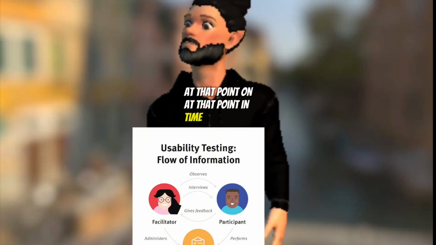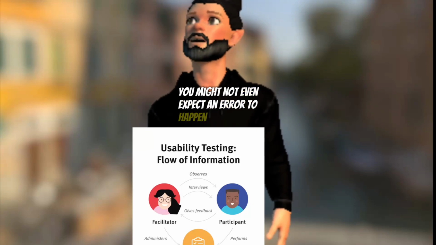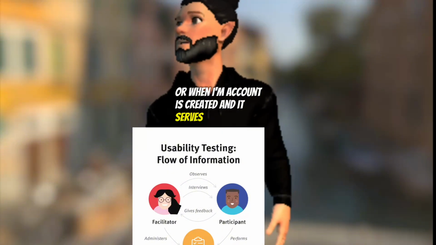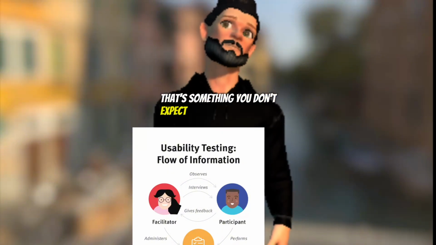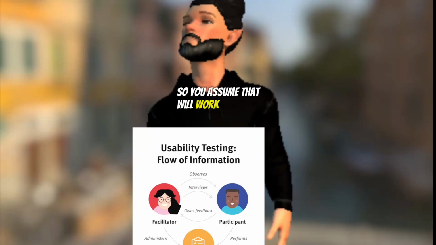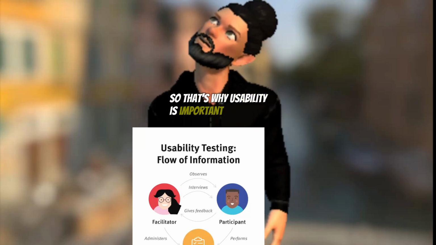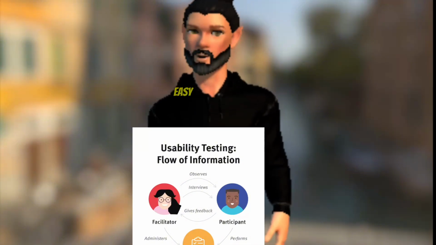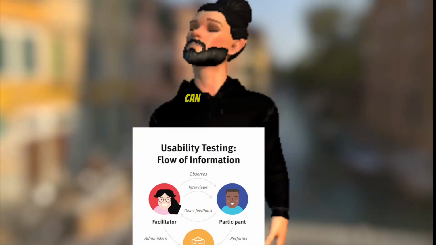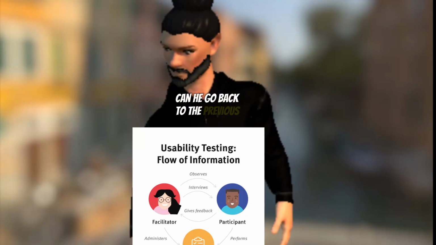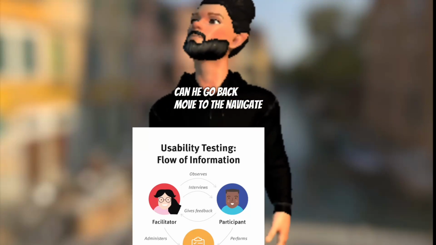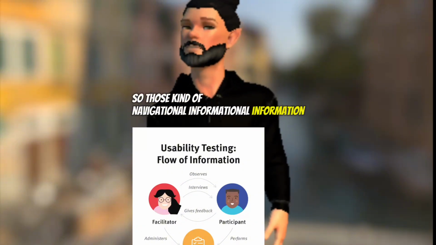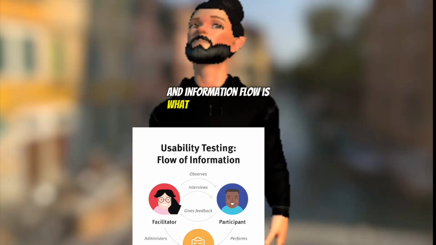At that point in time, you might not even expect an error to happen when I'm creating an account, or when my account is created and it serves a 500 error. That's something you don't expect at that time, so you assume it will work, but it will not. So that's why usability is important. What kind of error messages are we showing, how are we showing them, how easy is it for the user to recover from this error? Can he refill the information? Can he go back to the previous page? Can he navigate to the next page? Those kinds of navigation and information flow are what is tested in usability testing.